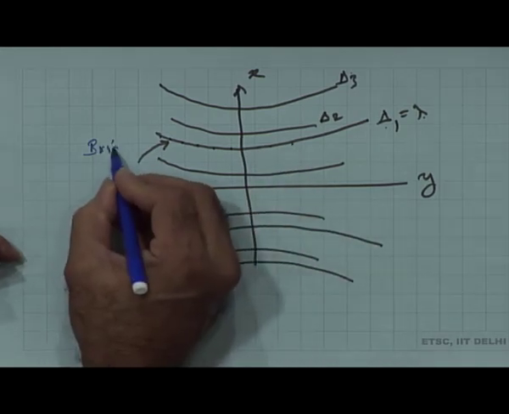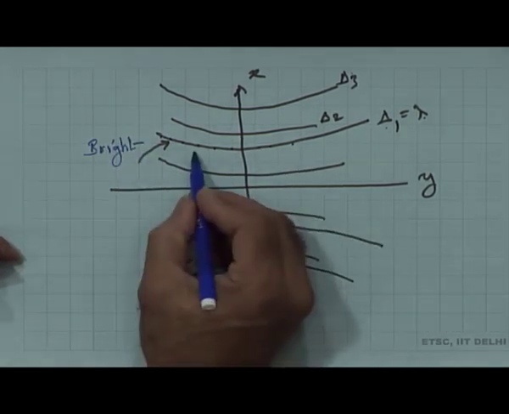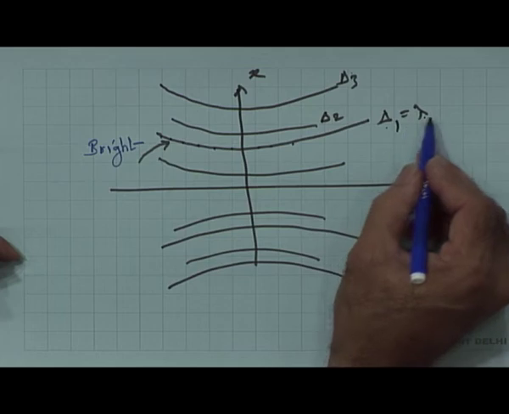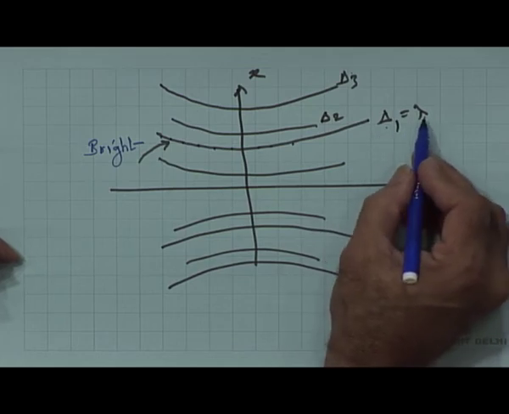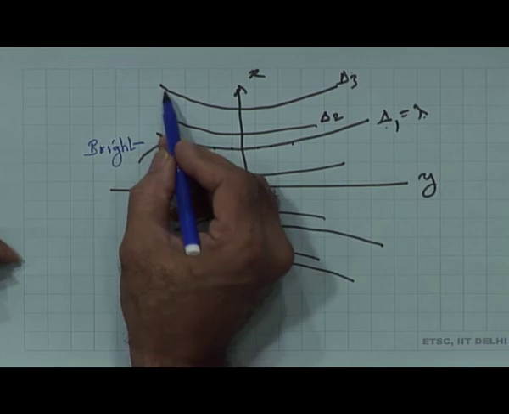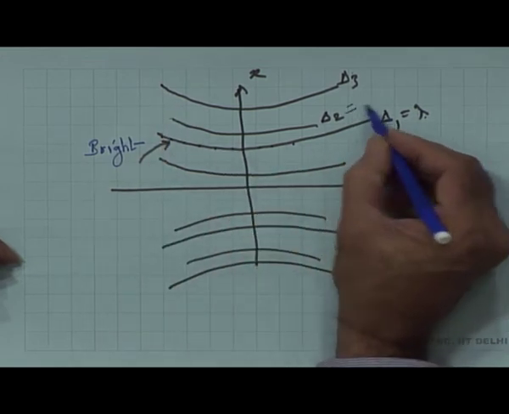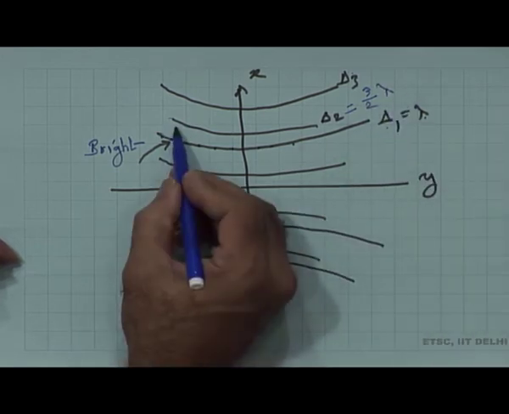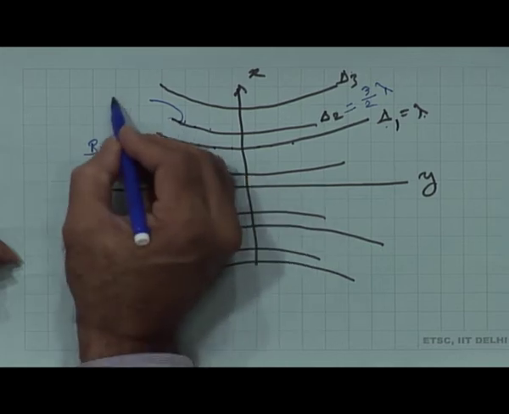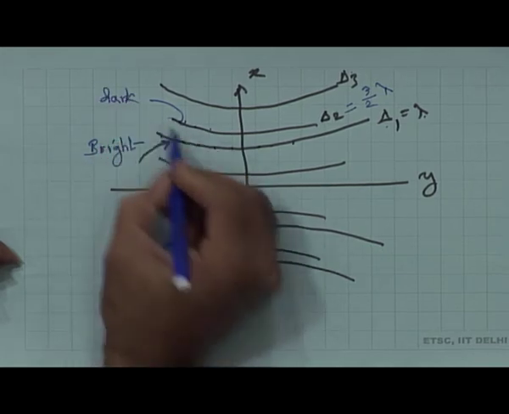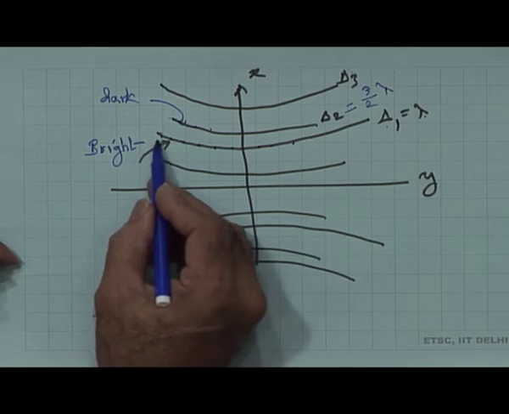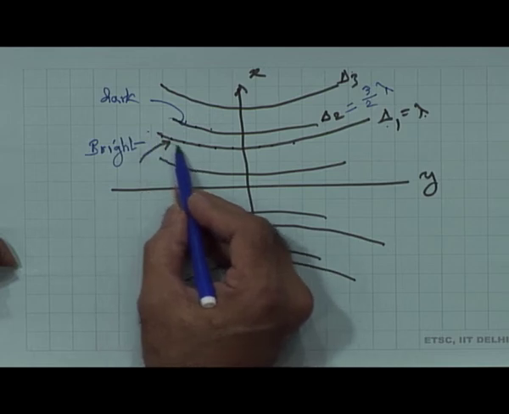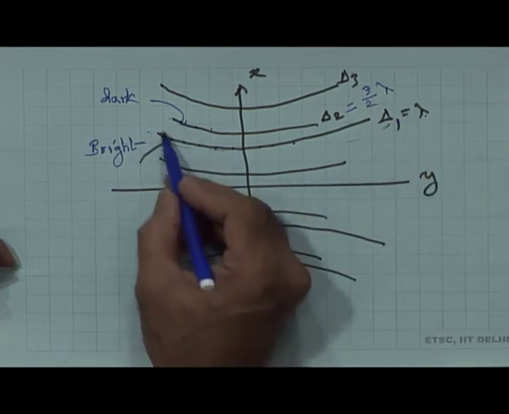So, this is bright points. All the points along this are bright, because delta 1 is equal to lambda, the path difference is equal to lambda. If this curve here, delta 2, is equal to, let us say, 3 by 2 lambda, then these points will correspond to dark points. This is the locus of all dark points, this is the locus of all bright points. In other words, what we will see are bright and dark hyperbolae.